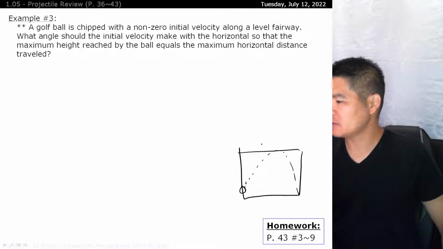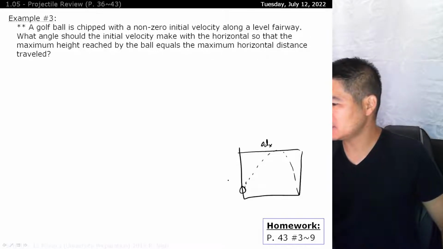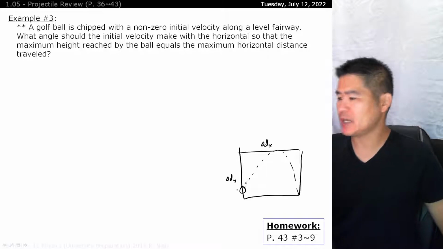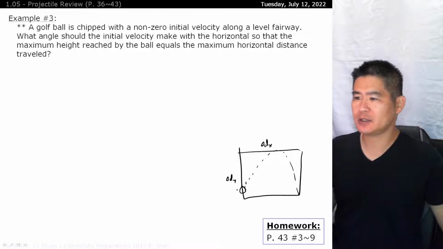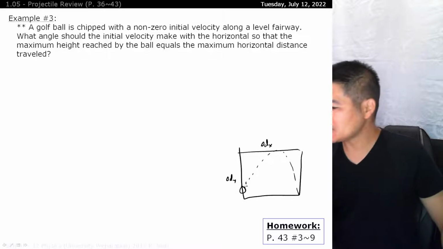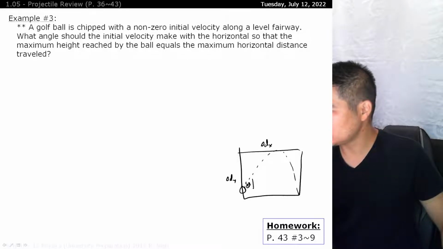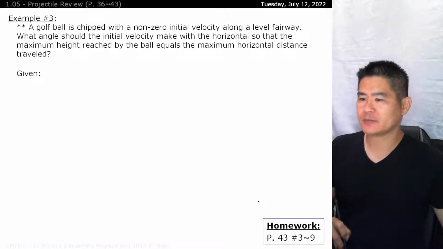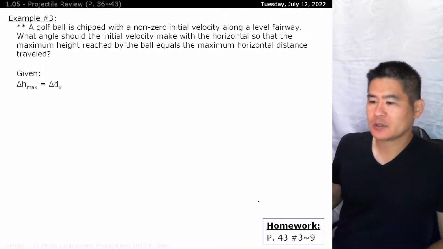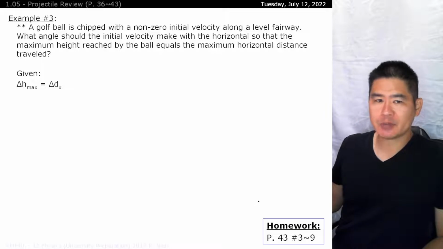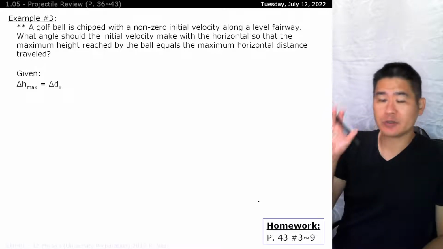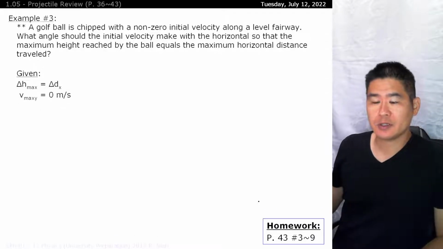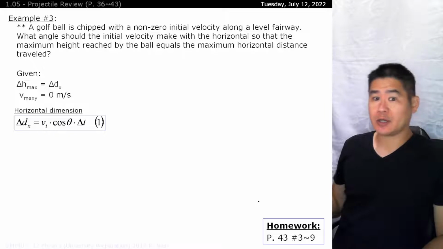So in other words, your delta dx is the same thing as your delta dy. They have the same exact lengths. So what magical angle must you aim at in order to accomplish this crazy feat? One thing let's establish is that the height maximum is equal to the horizontal range, that at the maximum height your final velocity goes to 0, and now let's just start calculating things out.